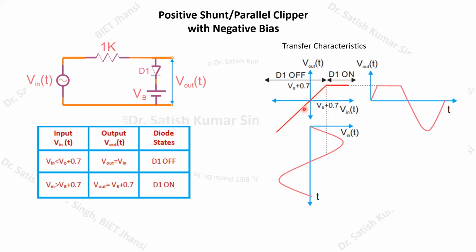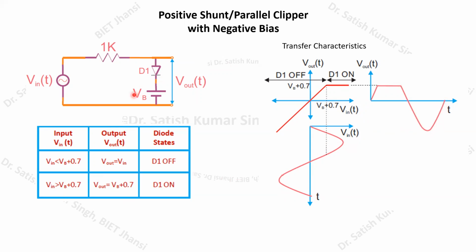this transfer characteristic will be something like this. It will have a slope equal to 1. If you apply any sinusoidal wave like this, you can understand that up to this portion it will pass because it has the same slope equal to 1. After this dotted line, it will be clipped off. So this portion is being clipped off.